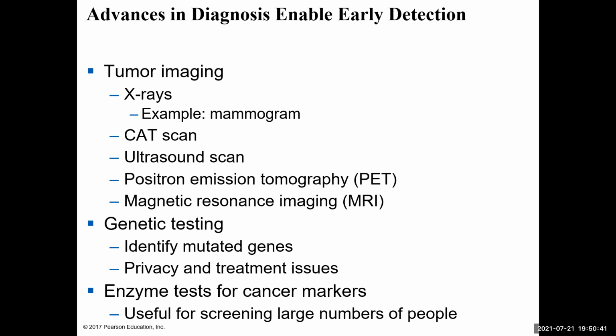Some of those diagnostics are things like imaging: X-ray scans, CAT scans, ultrasounds, PET scans, MRIs. A lot of these are there to really look at and try to detect any tumors that may exist. You could also do genetic testing to see if there are any mutated genes or any genes that could lead to a higher risk. So, is there a gene that runs in your family that leads to a specific type of cancer occurring at a higher risk? You can actually check for that. You can do enzyme tests to check for cancer markers, and this is useful when you're screening large numbers of people. But most often you'll probably get an imaging or have blood work done, looking at your blood cell count, that sort of thing.